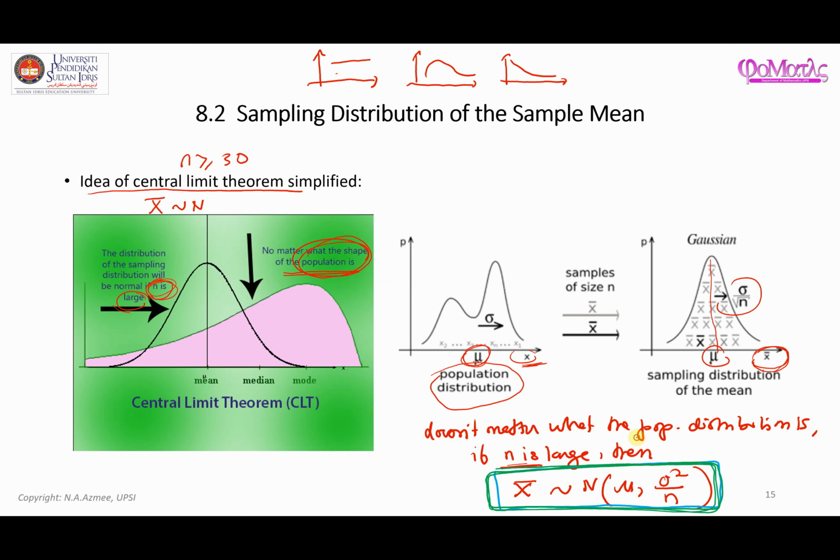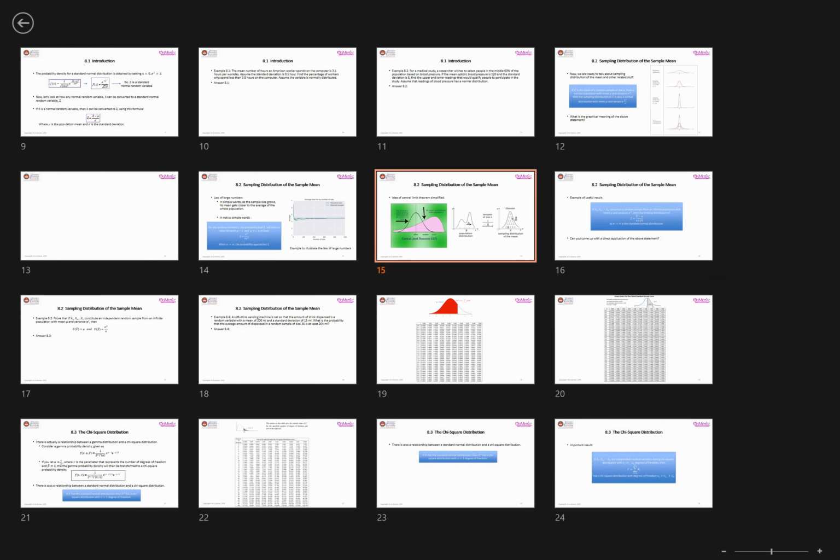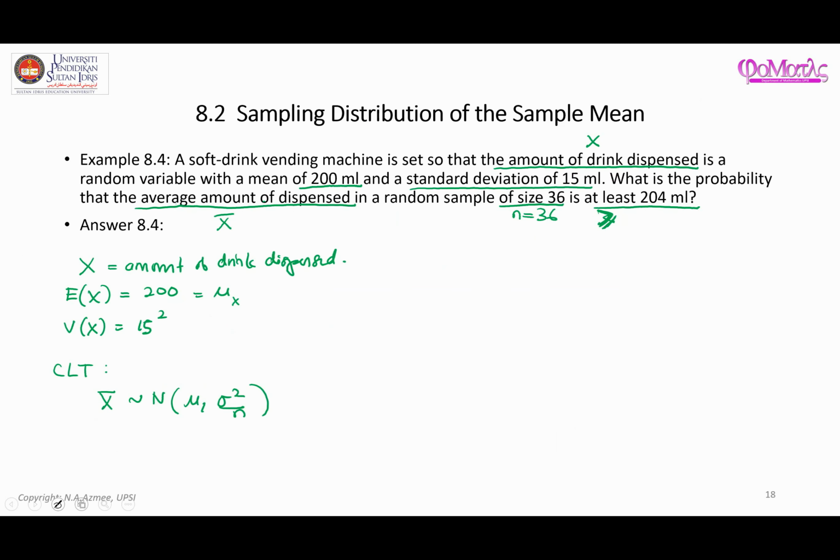It doesn't matter what the population distribution is. As long as the sample size is large, then x bar is also going to be normally distributed with mean mu, variance sigma squared over n. So we're just going to use that result. Based on this, we know that x bar has a normal distribution, mean is 200, and variance is going to be 15 squared over 36, where 36 is the sample size.